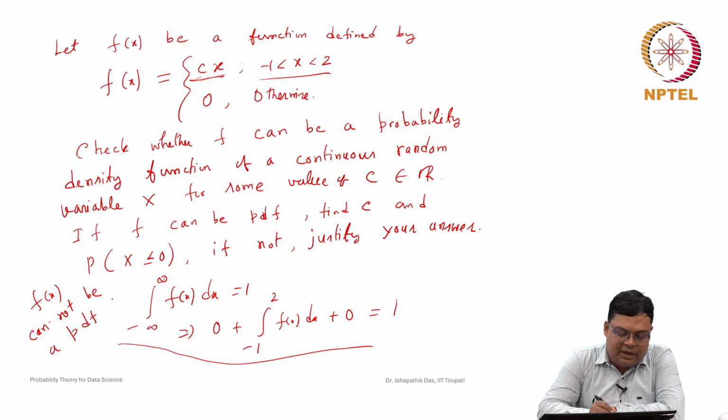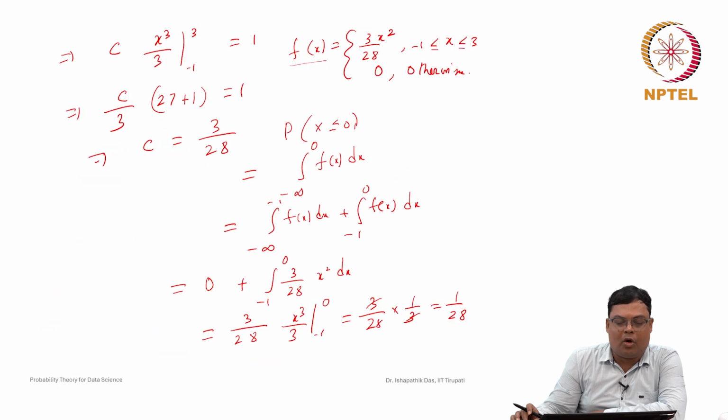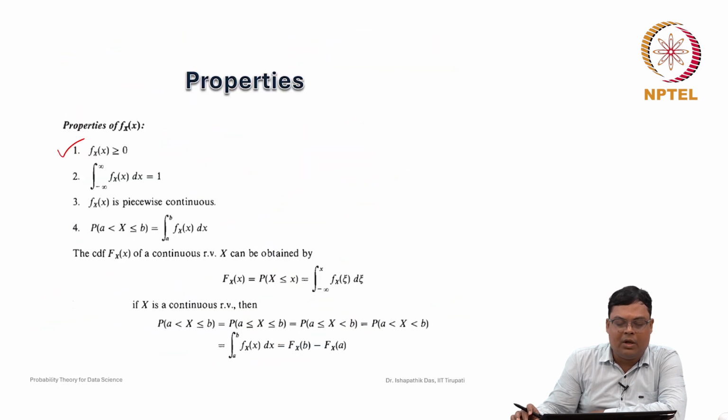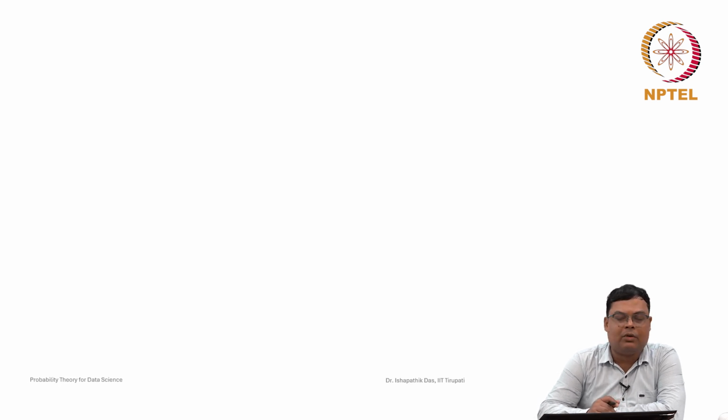a probability density function of a random variable x, because it is not satisfying the property of a probability density function. So, here we learn that all the properties are very important, and we have to check them. Whenever some probability density function is given to us, you have to check whether it is correct or not. Okay. So, let us do some more numerical examples.